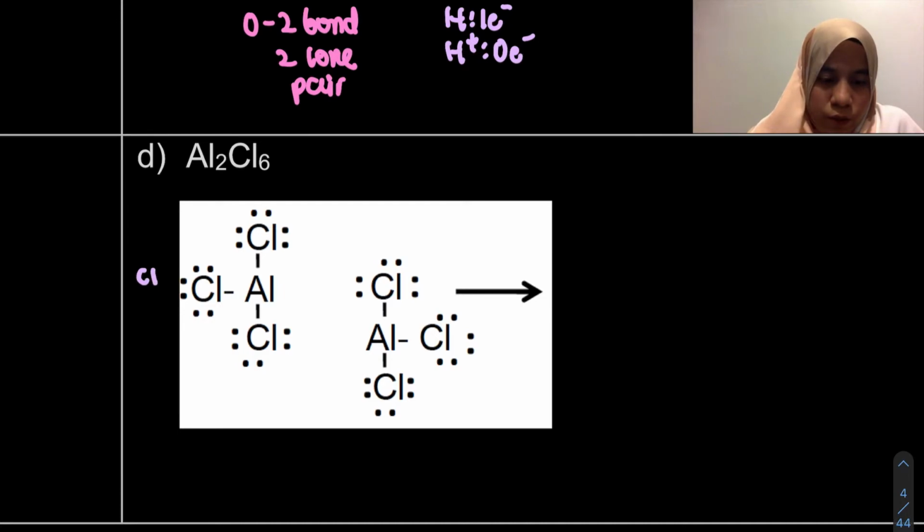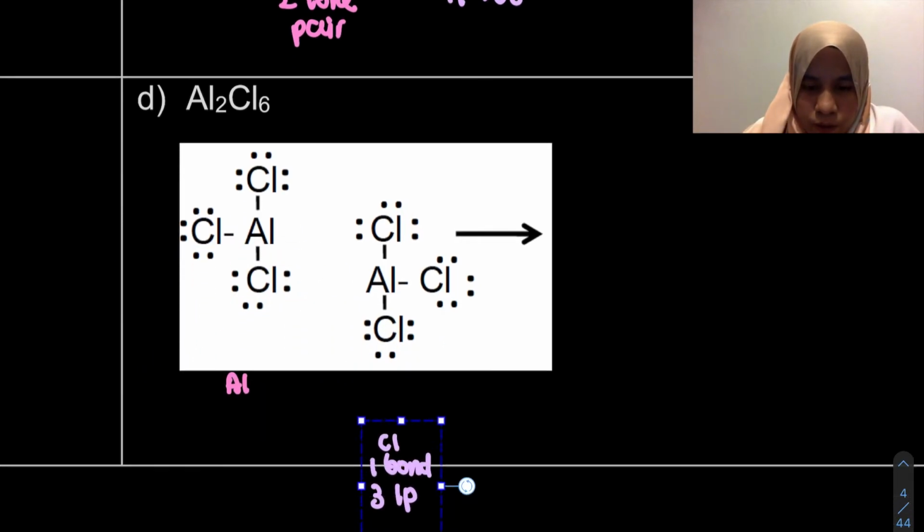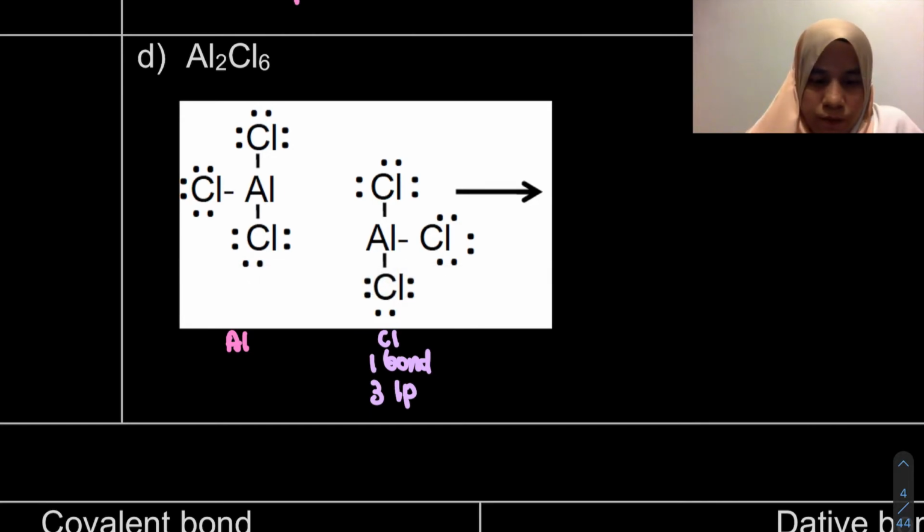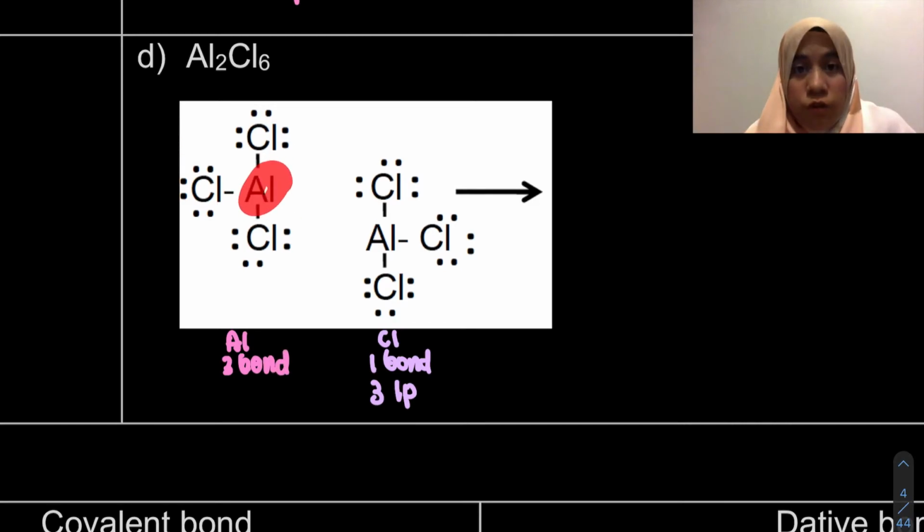Chlorine ni ada 1 bond, ada 3 lone pair. Whereas for the aluminium, I'm going to label it here lah. Chlorine ni ada 1 bond, 3 lone pair. So, for the aluminium pula, dia ada 3 bond. Tapi 0 lone pair. In this case around, aluminium ni does not achieve octet yet.